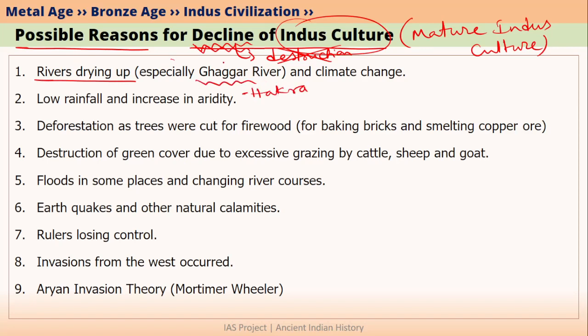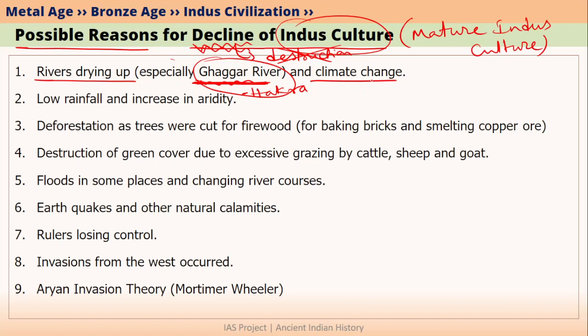We have talked about Gaggar-Hakra river system in our previous videos. There we have studied that Gaggar-Hakra river system was a very important river system for the Harappan cities that were mainly in Punjab, Haryana and Rajasthan. However, almost 4000 years ago, what happened was the Gaggar-Hakra river system started to dry up. And because of drying up of this river system, the cities along this river plain, or the cities near these rivers, started to decline.